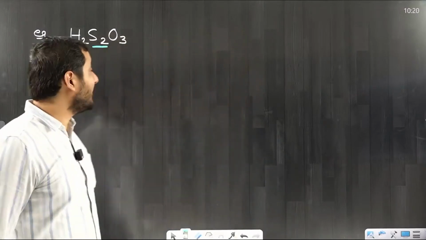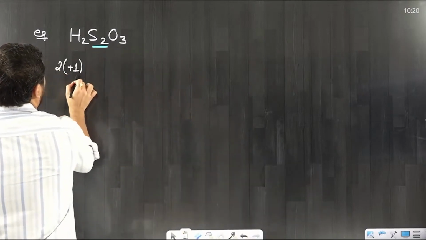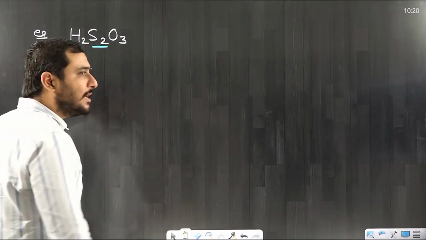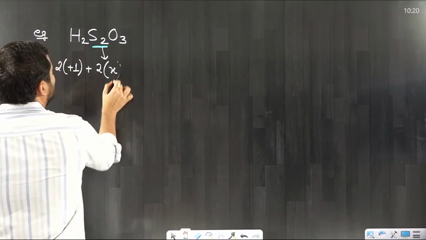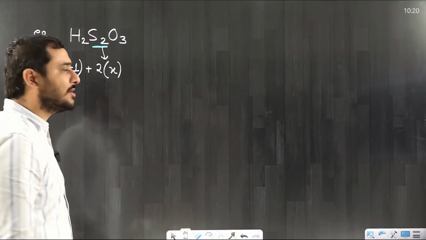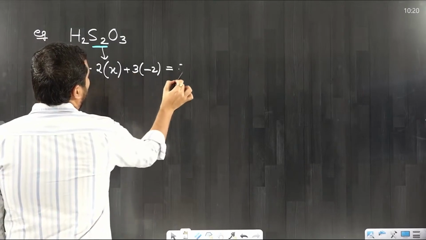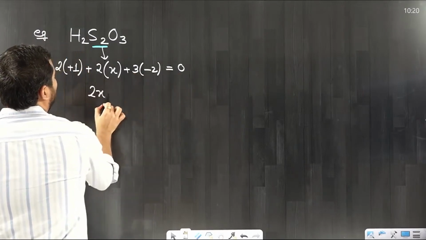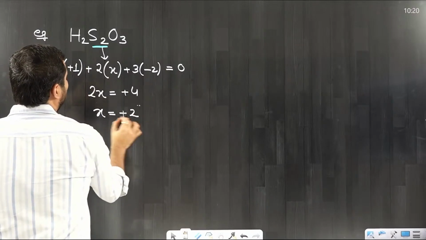Plus 2. Now here 2 sulfur are present. So what do we take here? 2 hydrogen, 2 into plus 1. Now how many sulfur are present here? 2 sulfur. So on 1 sulfur, if the charge is x, for 2 sulfur, it is 2 times of x. 3 into minus 2 is equal to 0. So what do you get here? 2x is equal to plus 4. So what is the value of x? What do we get here? Plus 2.